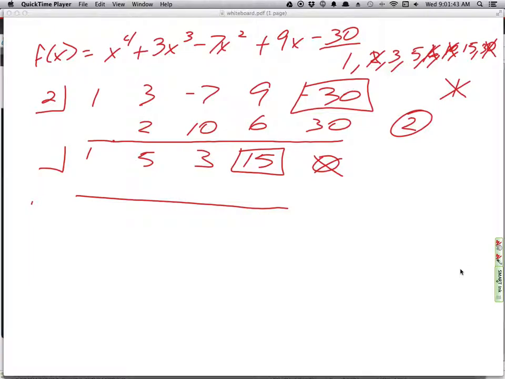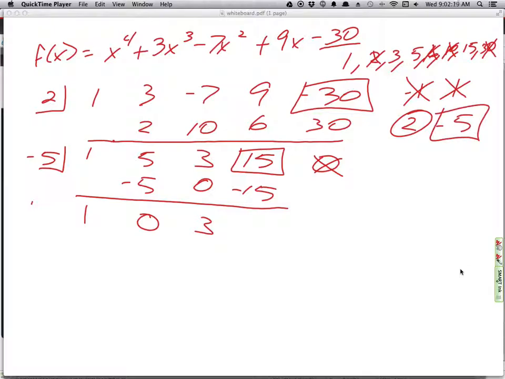Negative 1. So 1, negative 1, 4, negative 4, negative 1, 1. So negative 1 is no good. Alright, now what? Negative 5. So 1, negative 5, 0, 0, 3, negative 15. Do we like negative 5? Yes.